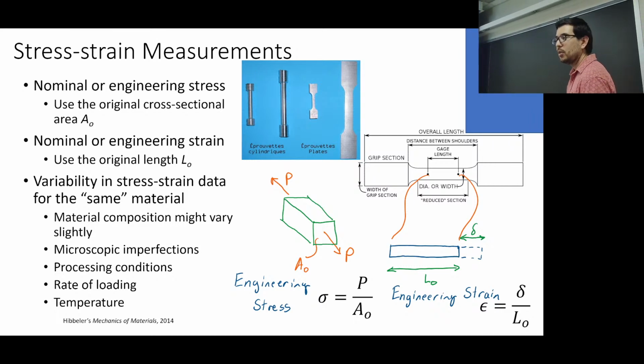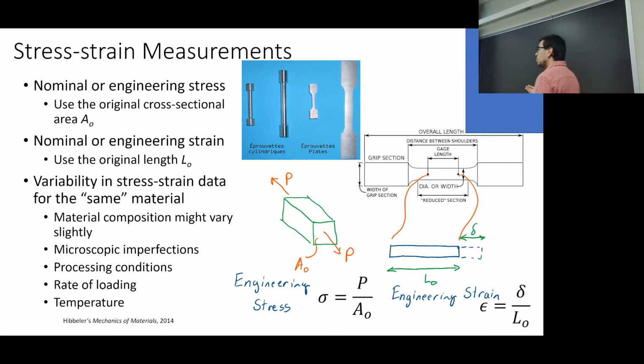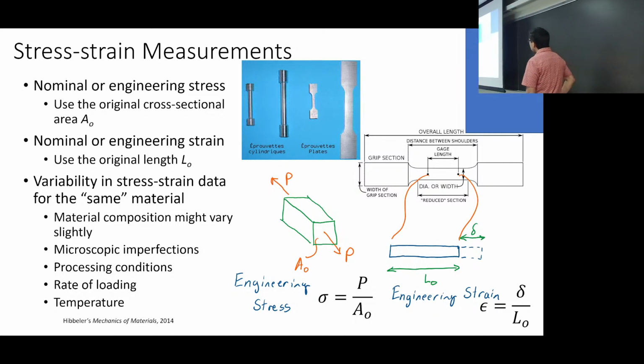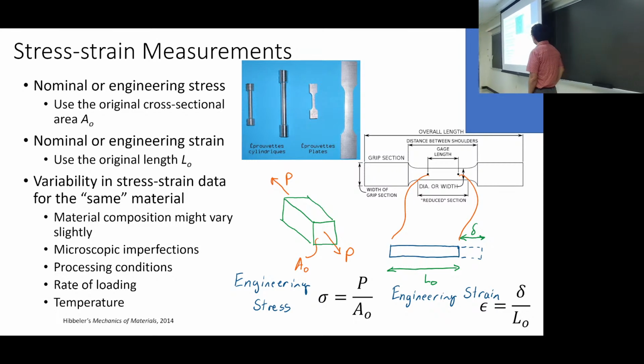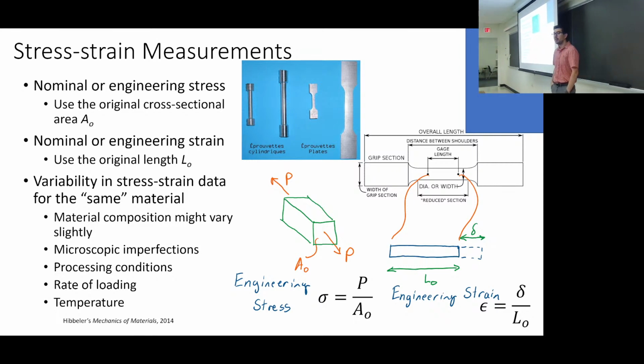Why do we do it only in this reduced section? So we know the cross-sectional area is constant. That's a good point, right? Because otherwise the stress will be different. Okay. Why else? So we know the cross-sectional area there.